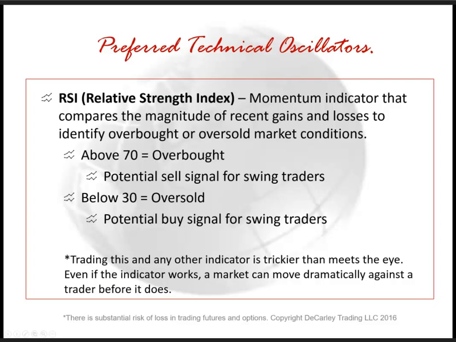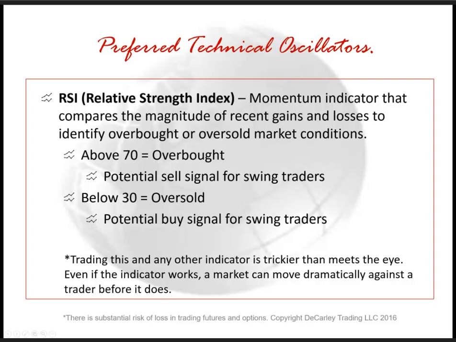It's a momentum indicator that compares the magnitude of recent gains and losses to identify overbought or oversold market conditions. It's really simple. If the RSI is above 70, it's overbought. So swing traders might look at that as a place to consider being a bear. If it's below 30, it's oversold. So swing traders might look at that as a place to consider being bullish.